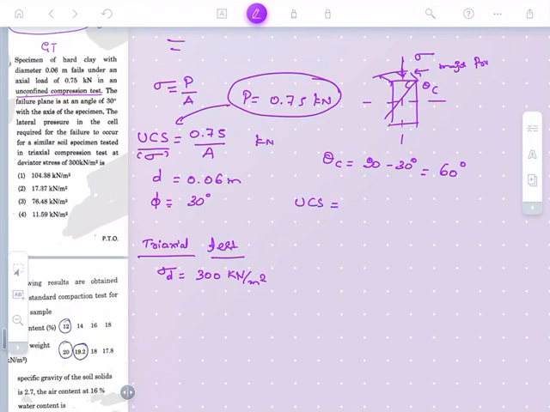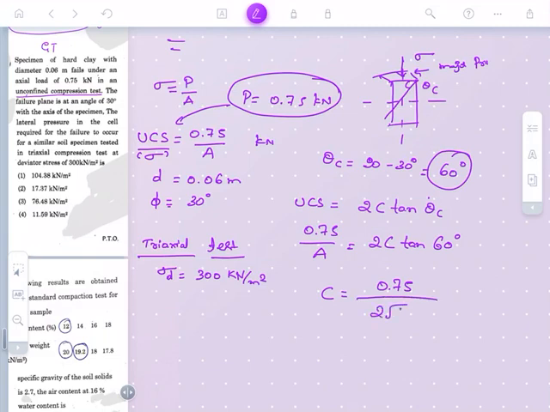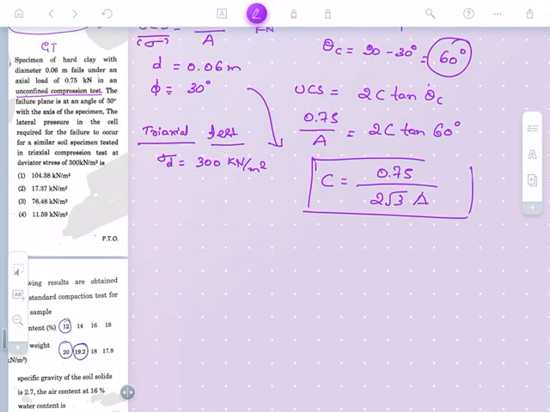Now the unconfined compressive strength will be equal to 2c tan theta c, where I already know the value of UCS. UCS is 0.75 divided by area, which equals 2c into tan theta c. The theta c value is 60 degrees, and c will be equal to 0.75 divided by 2 root 3 into area. This is with respect to the unconfined compression test.